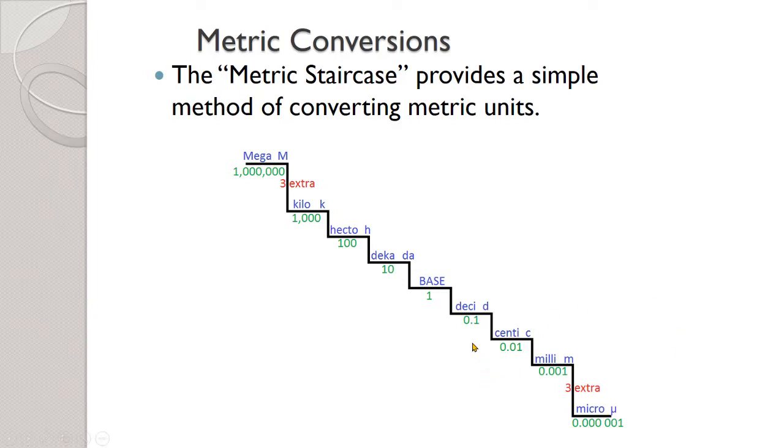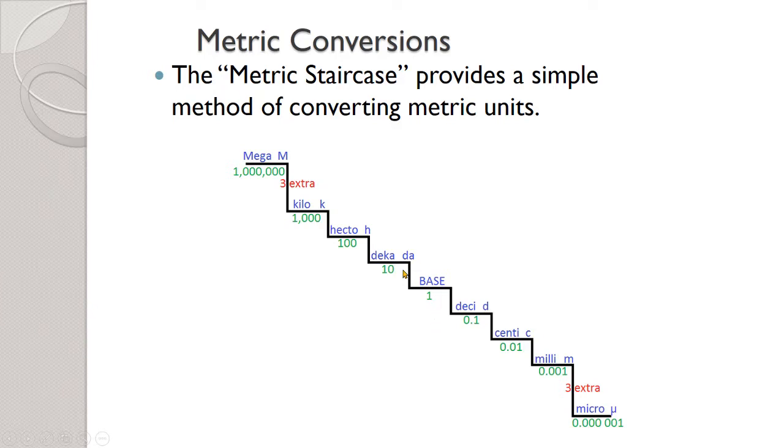If we have less than one, we have other prefixes. 1/10 of something is a deci. 1/100th of something is a centi. That's why we have centimeters, because those are 1/100th of a meter. Milli means 1,000th. A millimeter is 1,000th of a meter. And we have micro, which means 1/1,000,000th.